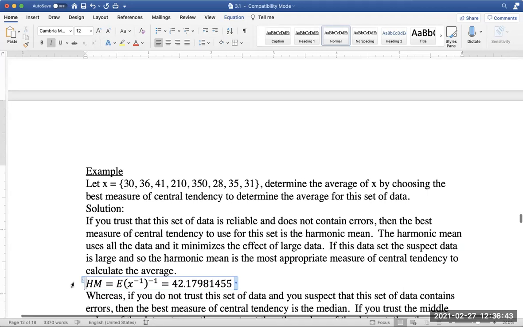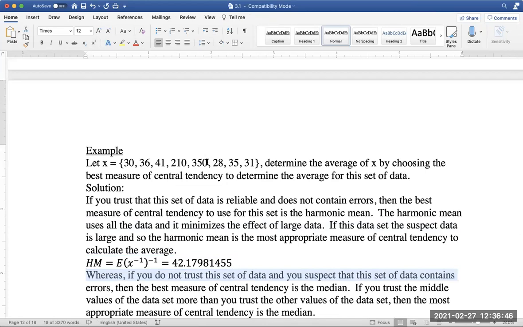If instead you do not trust the data, if you think that these are in error, which they might be, because notice they've got zeros at the end. Maybe these are ages. So definitely then that's a no. It could have been that the numbers were 21.0 and 35.0 rather than 210 and 350. So I suspect that they're in error. And if you have good reason to actually think that they are in error, then you should use the median, because you suspect that these numbers are in error.